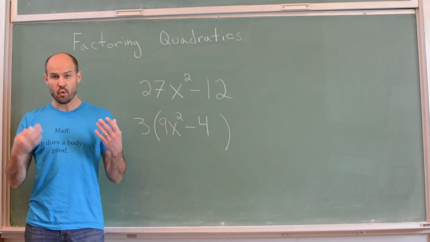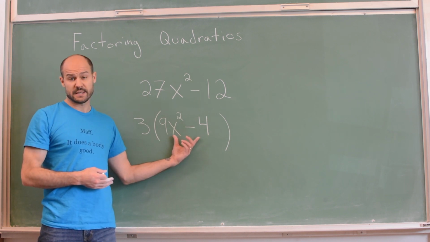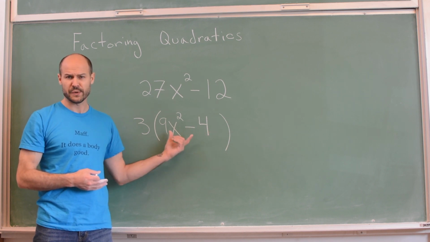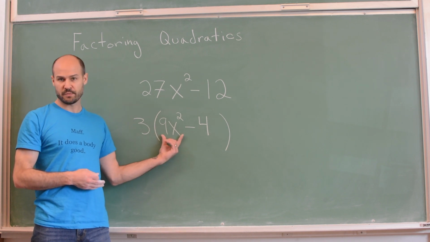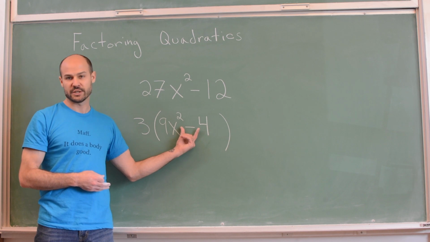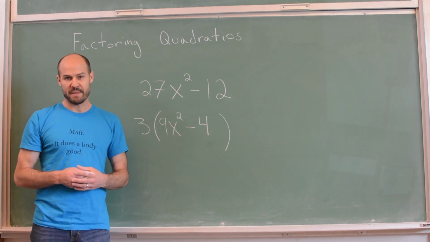Step 2, recognizing what you have here inside the parentheses. 9x squared minus 4 is not a quadratic trinomial. There's only 2 terms. But it is difference of squares. 9x squared is a perfect square. 4 is a perfect square. And it's subtraction. So we can factor this out using the difference of squares method.